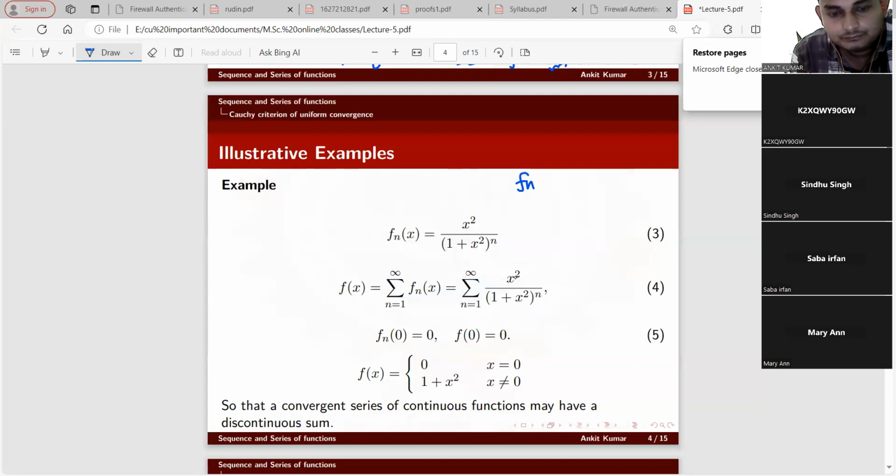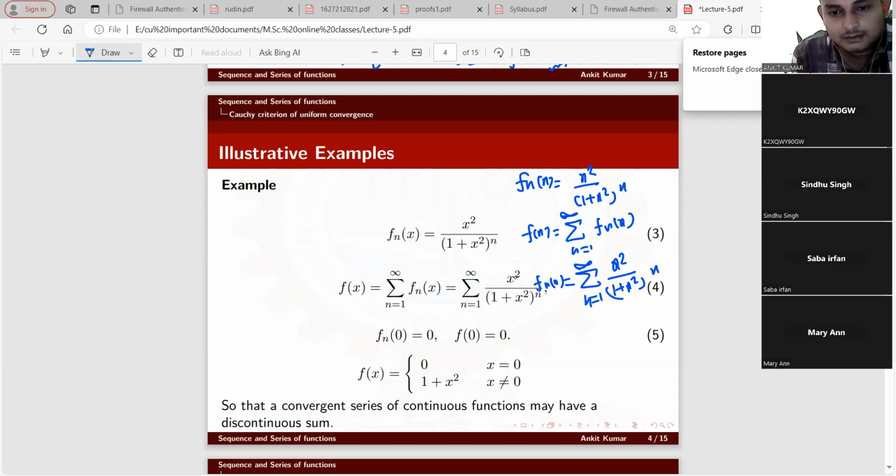Suppose f(x) is the sum over n equal to 1 to infinity. Here we put the function x square upon (1 plus x square) to the power n, and this is f_n(x). So at the place of x we put 0. So f_n(0) is the sum over n equal to 1 to infinity of 0 upon (1 plus 0) to the power n. So this is f_n(0) is 0. Now f_n(0) is 0, so f(0) is equal to 0.